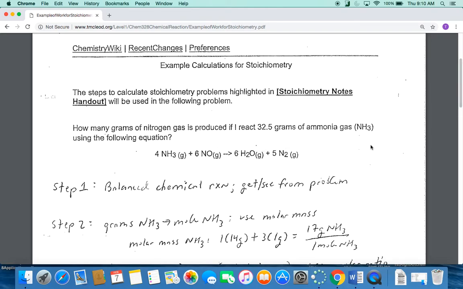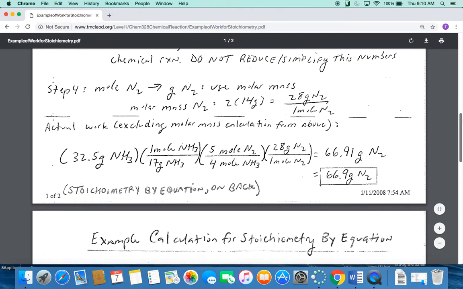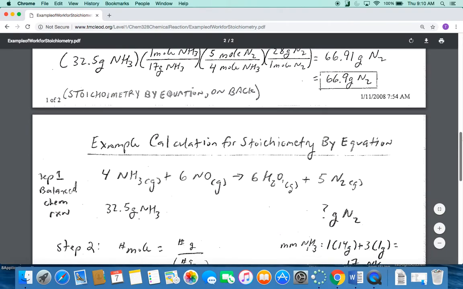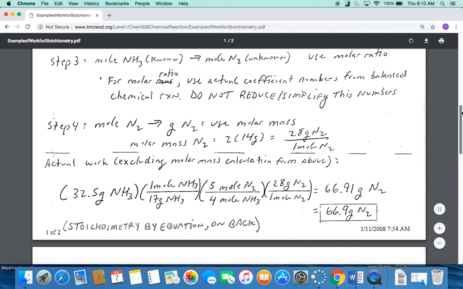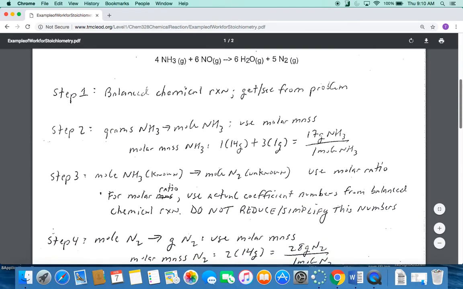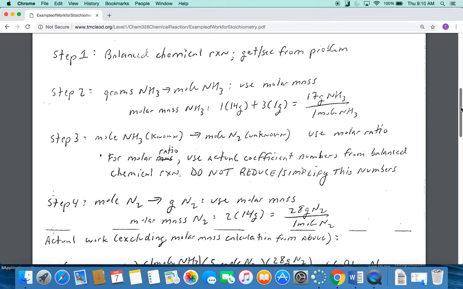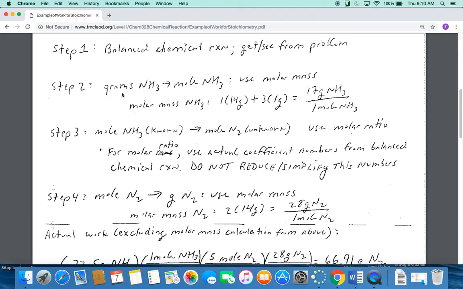Then the next thing you need to do is you kind of need to do the roadmap, which is, I have grams of ammonia and I'm looking for grams of nitrogen. So the first thing I'd have to do, and it's done down here, I do it by dimensional analysis first, then I do it by equation. But let's just kind of write it out. I'm going to take the grams of ammonia, change it into moles of ammonia. Okay, that's just a molar mass calculation. You need the molar mass, and that's a mole calculation.